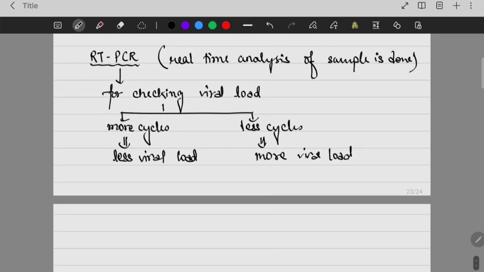Now in RT-PCR there is checking of the viral load. While checking the viral load, if we need a specific quantity of viral content, and more cycles are required to get that amount, the viral load is less. If fewer cycles are required to get that specific amount of viral content, the viral load is more. So I have explained here the connection between the cycles of PCR and the viral load. These cycles are calculated at that instantaneous time while the PCR is taking place. Thus the name RT-PCR, real-time PCR is given.